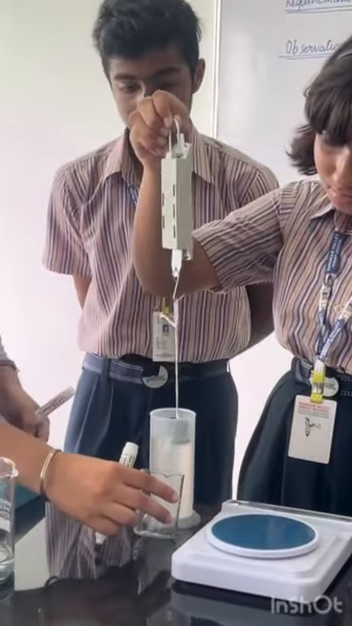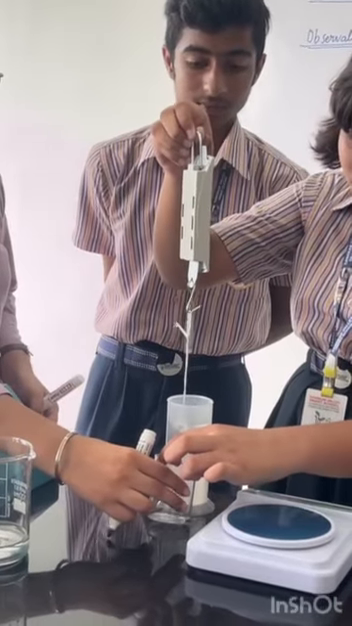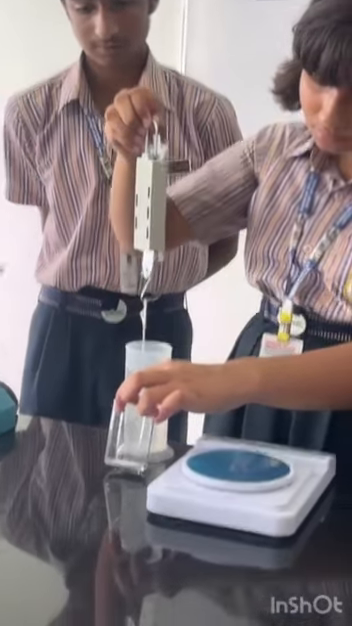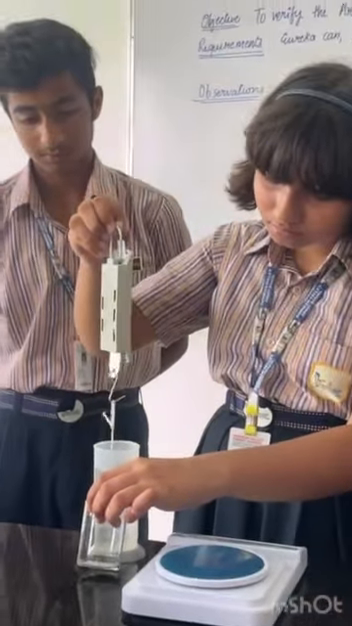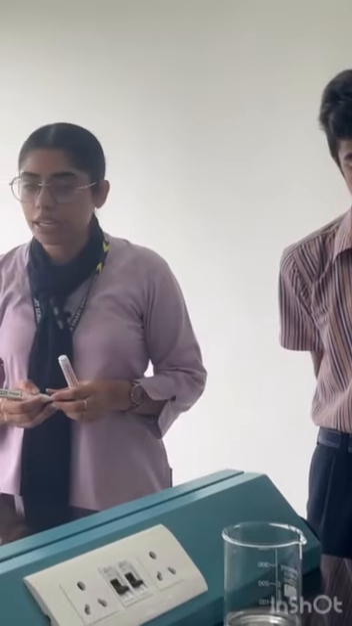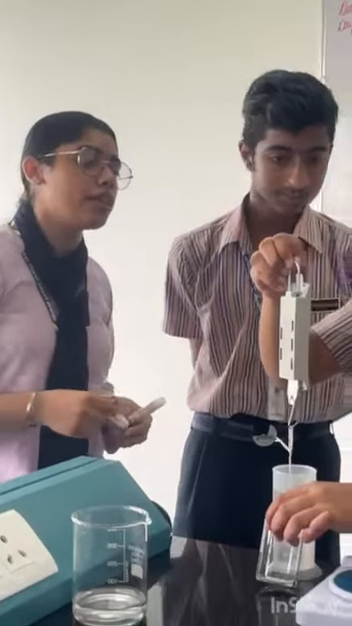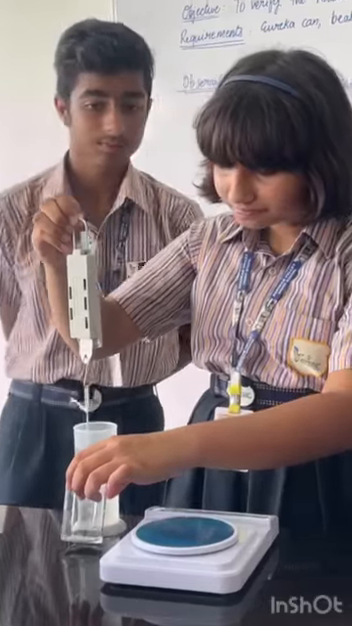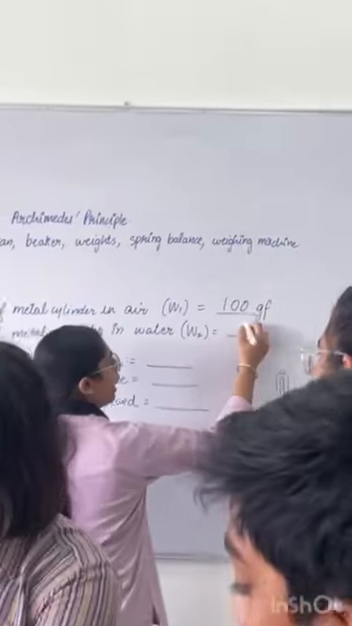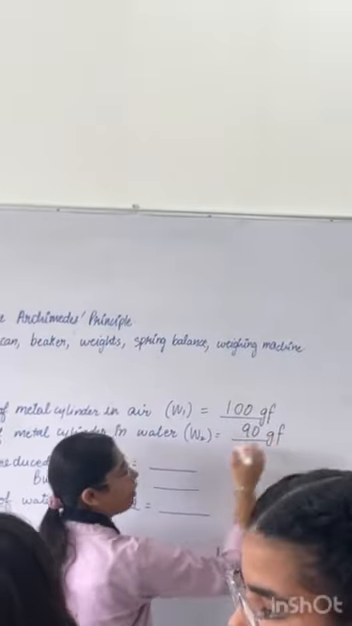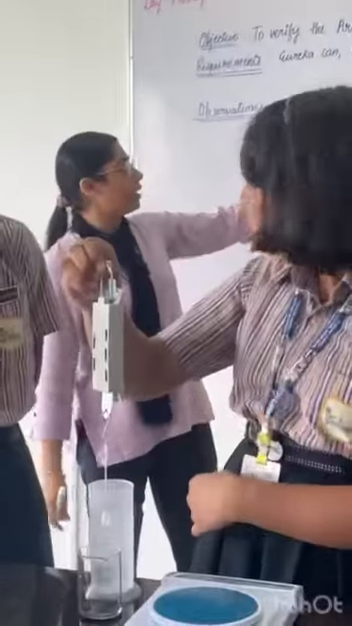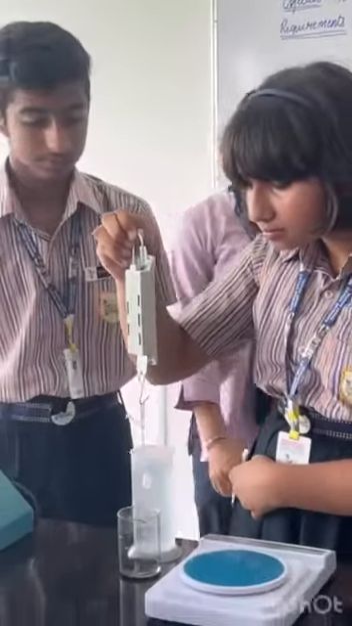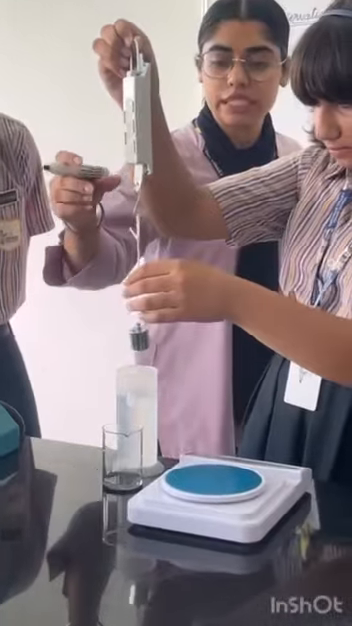Put it like this. Yes, you can see that when you put it inside the water, some of the water displaces and comes out of the Eureka can, right? Now take the reading of the weight. 90 grams. So the reading of the weight is 90 gf when it is put in the water, right? Now take it out, please. Leave it.